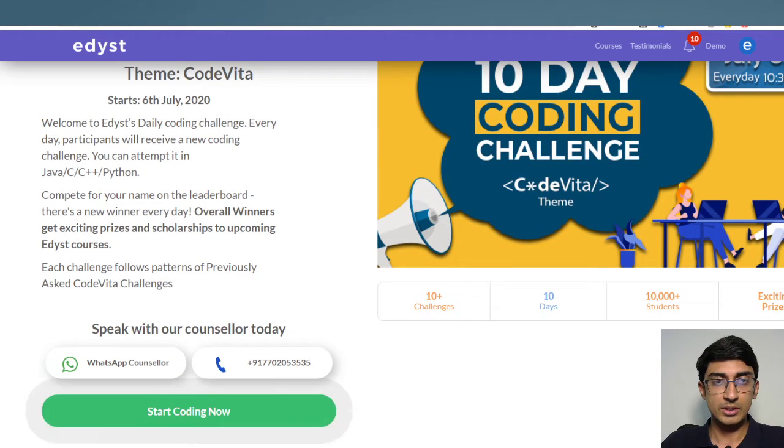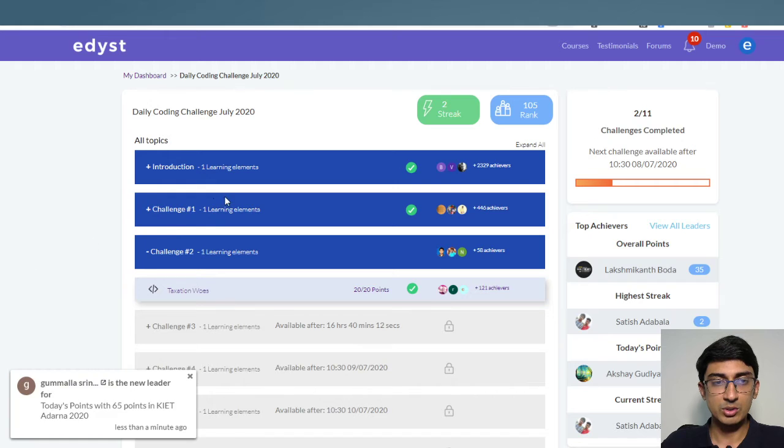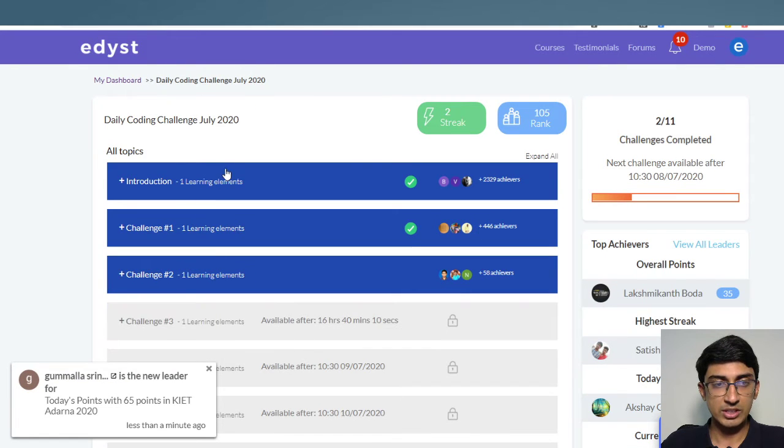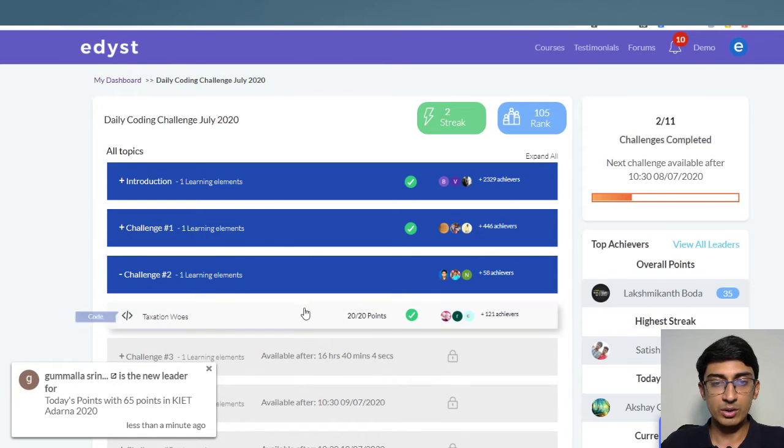Once you click this button, it opens up this page, which will show you all of the upcoming challenges. So you have the introduction, challenge 1. Today challenge 2 got unlocked. Tomorrow challenge number 3 will be unlocked. And so we are going to look at this question called Taxation Woes. Right, that's what we're going to do today.